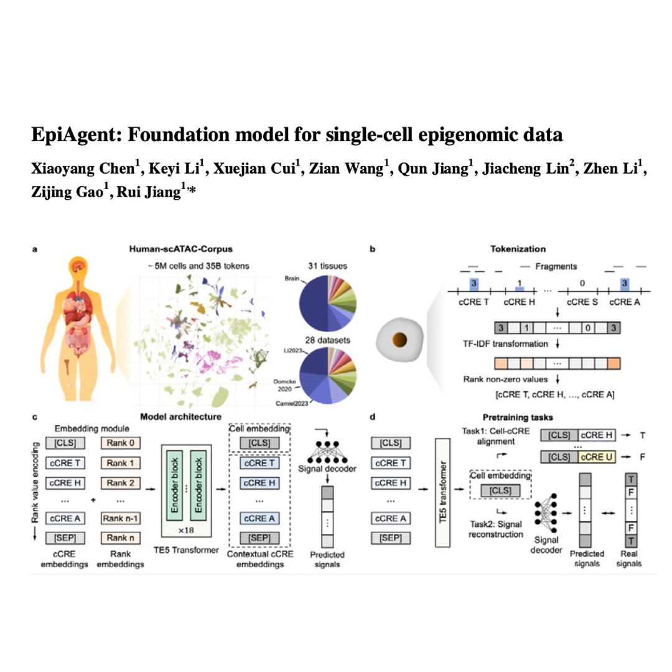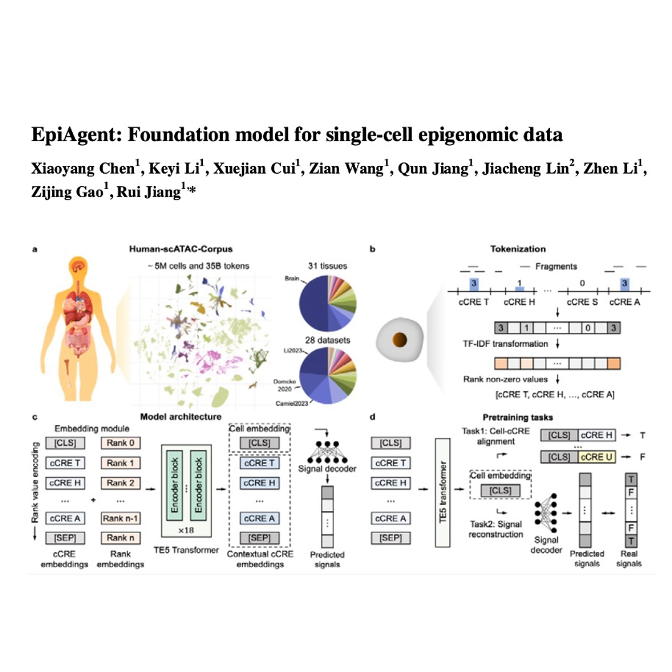Well, the first step was building a massive foundation. They put together what they call the human scATAC corpus. The training data. Right, and it's huge. About 5 million cells, which translates to something like 35 billion tokens. They pulled data from 31 different tissues, 28 data sets. It's incredibly comprehensive. This is where EpiAgent learns the basic grammar of how epigenetics works. 5 million cells, that is colossal.